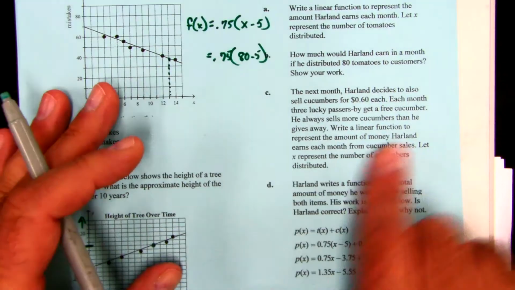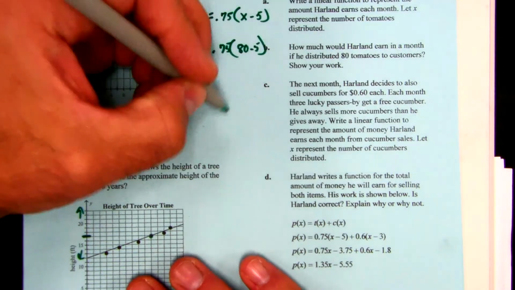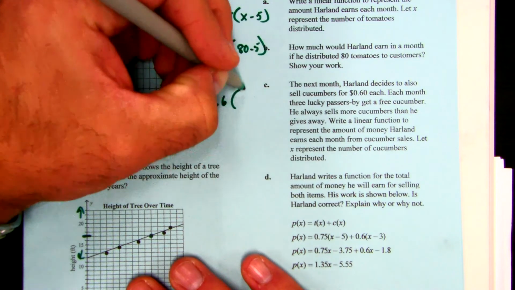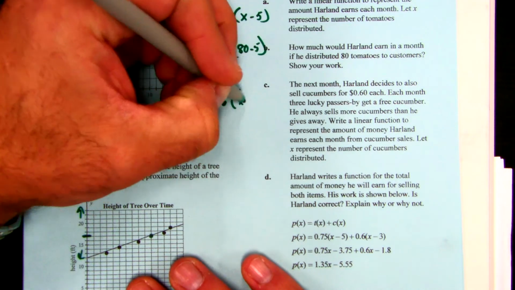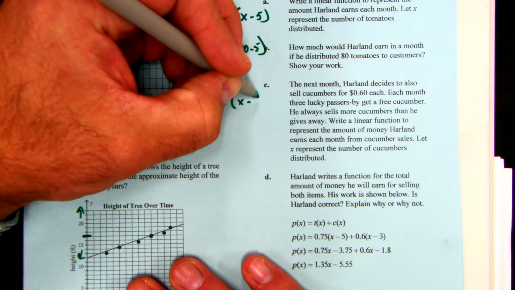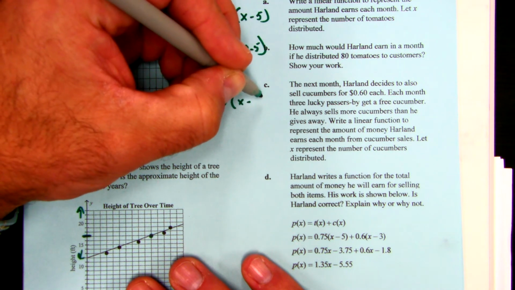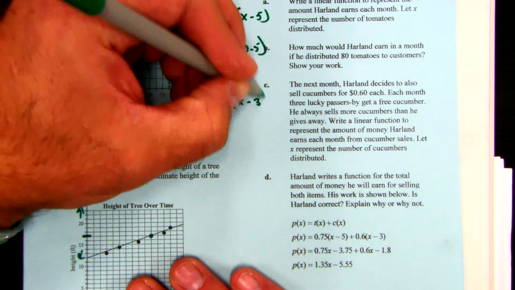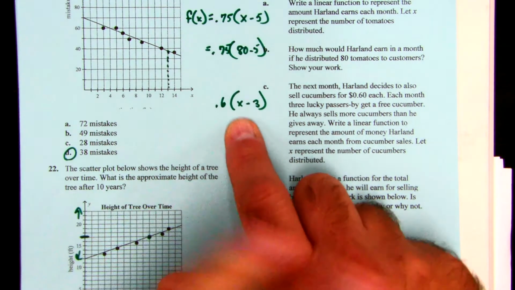The next month, she sells cucumbers. Hopefully you know that was 0.6. And then this one was, they did x minus, how many? Correct. 3. Because she gave away 3 for the cucumbers.